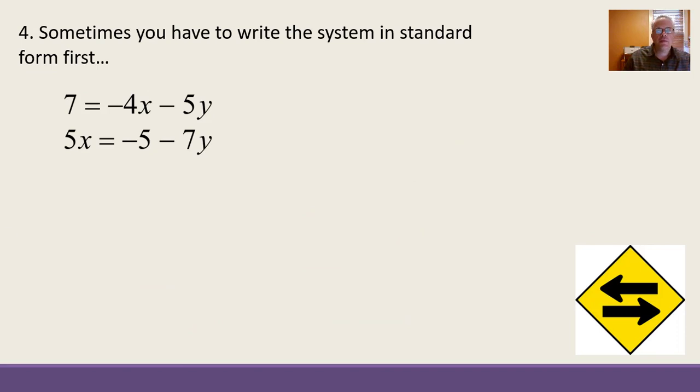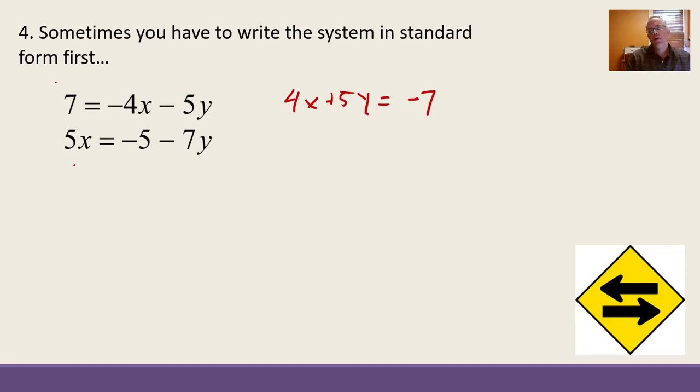All right, there's just one last thing I want to talk to you about, and that's sometimes the system is not ready to solve yet. Sometimes all the terms are out of order, and we have to write it in standard form first. I want to remind you that if you move a term to the other side of the equation, you change its sign. So we kind of want to swap everything here. When I move 4x to the left side, we get minus 4x. When I move minus 5y to the left side, I get plus 5y. If I move the 7 over here, we get minus 7.